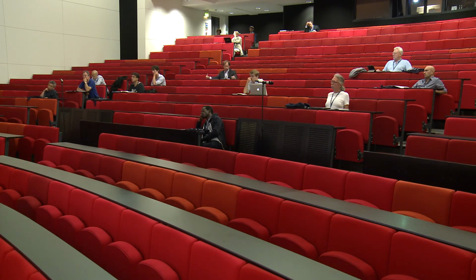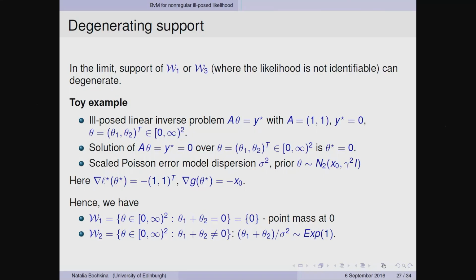And the posterior distribution, in the limit, tells us there are two types of behavior. One is that theta 1 plus theta 2 over sigma squared is exponential. That's non-regular behavior, but determined by the likelihood. And where we have the null space, theta 1 plus theta 2 equals 0, it just becomes a point, and there is a degeneration to the point mass at 0 in the space. So that's an interesting feature.